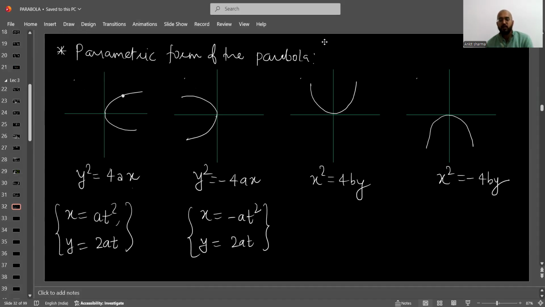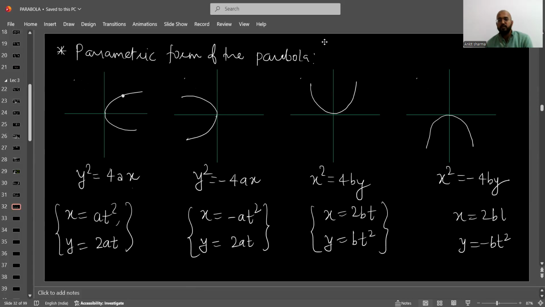You have x square is equal to 4by. Now this time I'll be choosing y first. So y is equal to bt square, so x will become 2bt. You can even take minus, no problem. Don't choose y as minus, otherwise there will be a big problem. And in this case, again, I'll be choosing y is equal to minus bt square, so x will become 2bt. So these are the parametric points, or parametric form of the parabola, for the standard parabola.